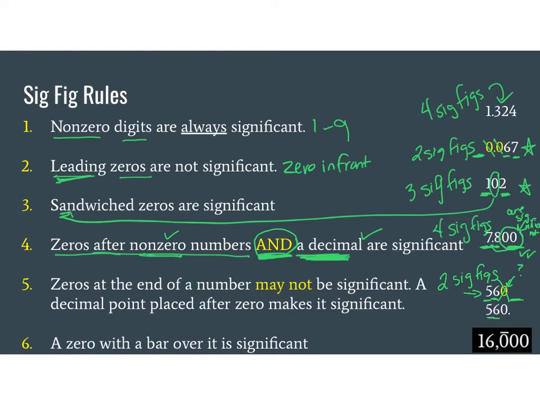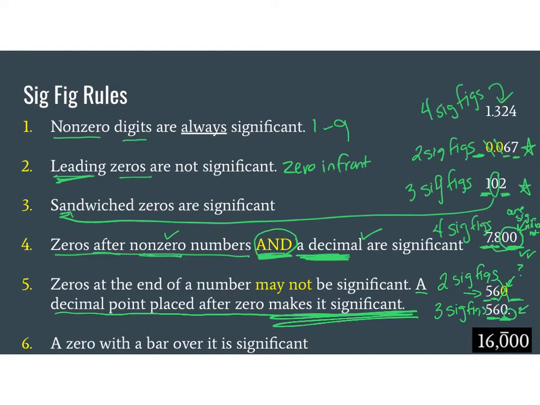However, we know that the 5 and the 6 in this case are already significant because of Rule 1. Non-zero digits are always significant. But now we have this little decimal place. A decimal point placed after a 0 makes it significant. So that means this 0 is also significant. So we have 3 Sig Figs here. So it's that decimal place that really is the deciding factor. Is that 0 significant? Is it not?